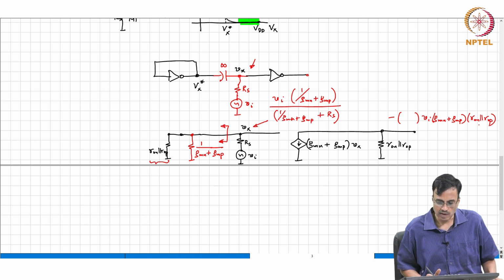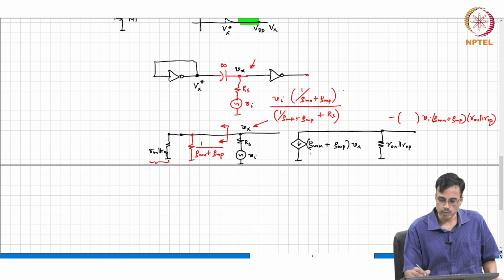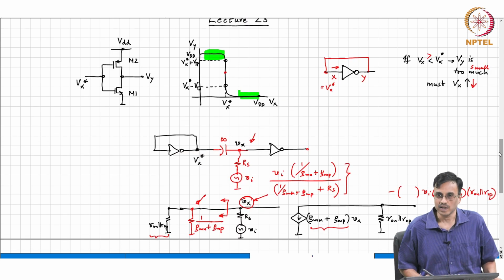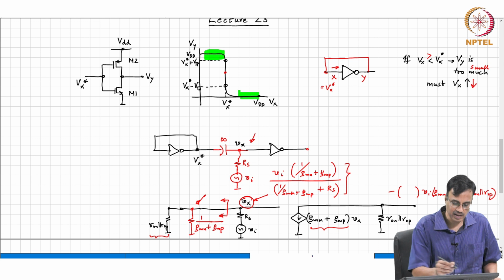Now, the question is what happens with, obviously if gain is large, then you would hope that this GMN plus GMP is a large number. Now, therefore, what comment can you make about this quantity? Okay. So, the question is, is this even correct?